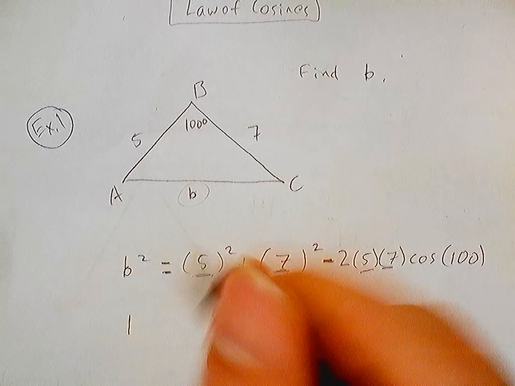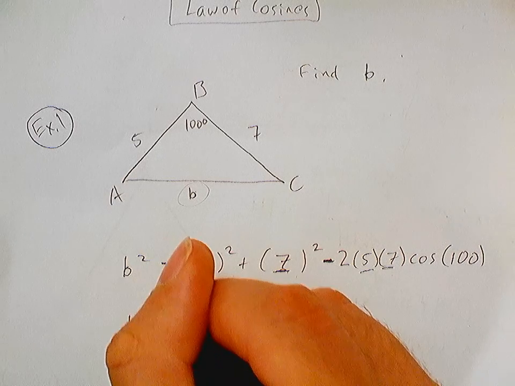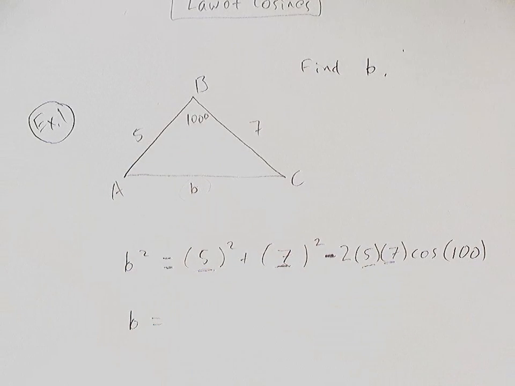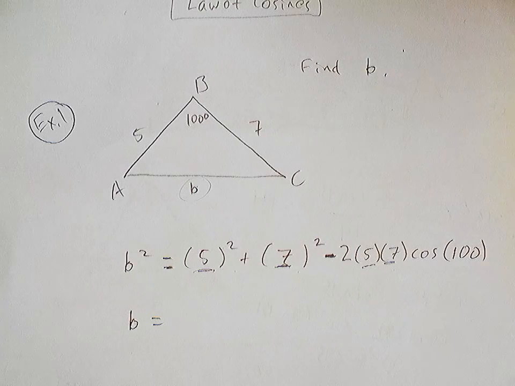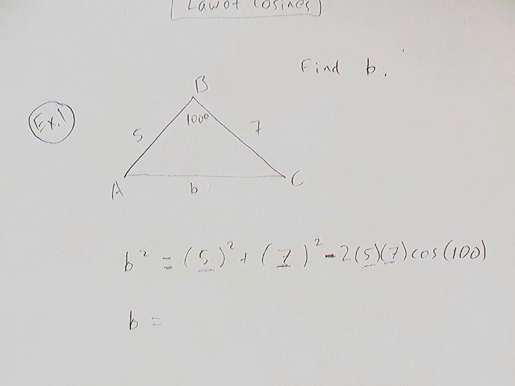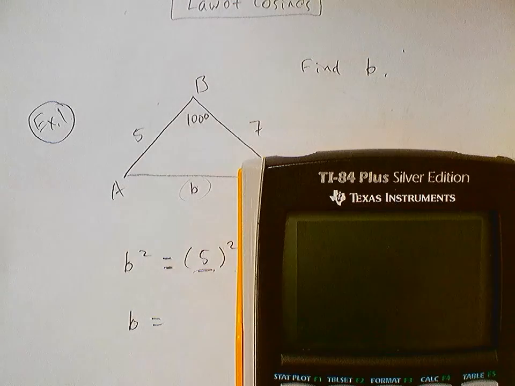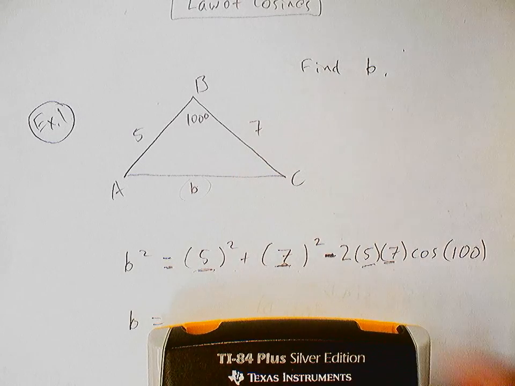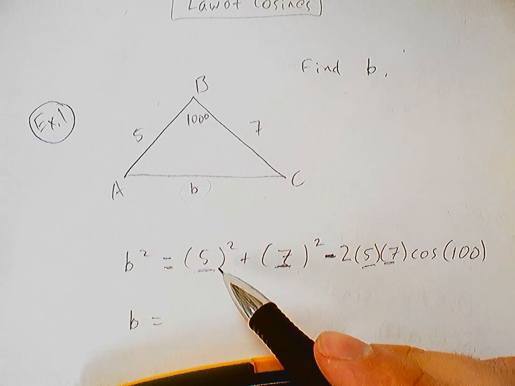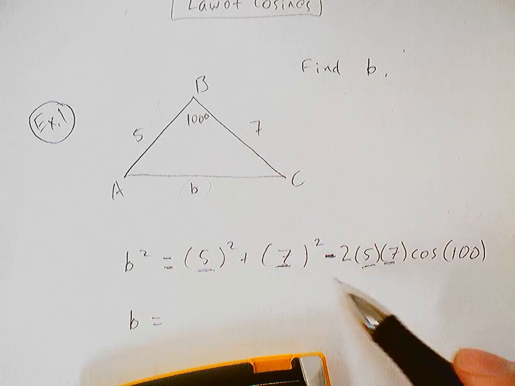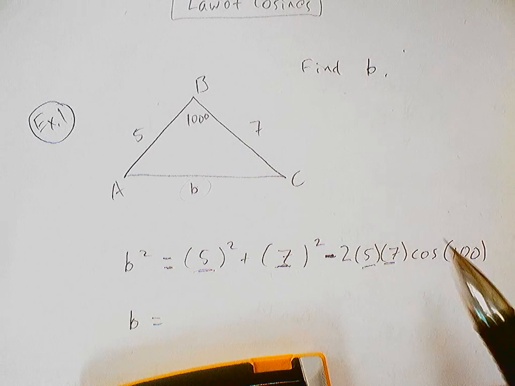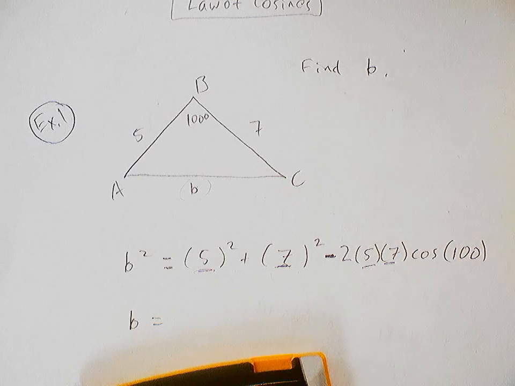So to finish actually solving for b, this part I'm going to do on my calculator. So here's what we can do. We could go through the trouble of simplifying 5 squared plus 7 squared. We could simplify the 2 times 5 times 7. But honestly, if we've got a calculator, that's a whole bunch of needless work.